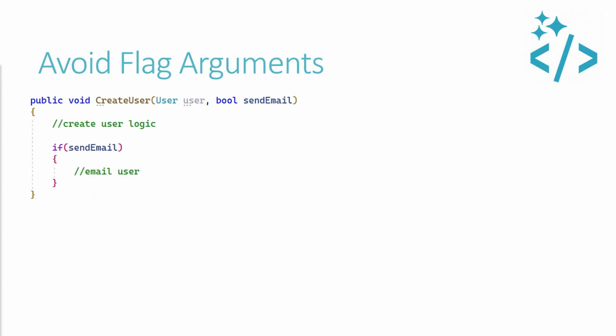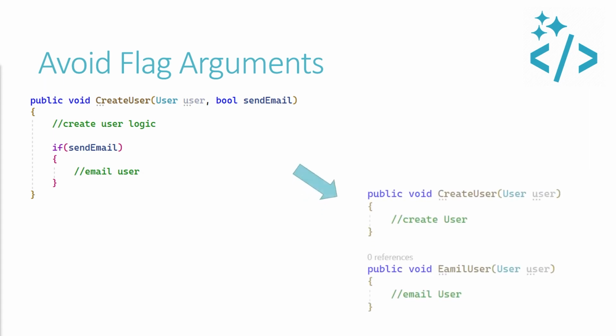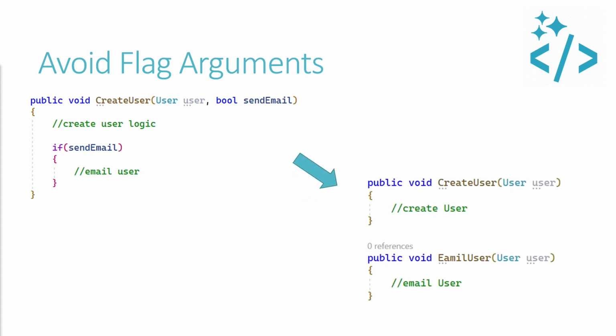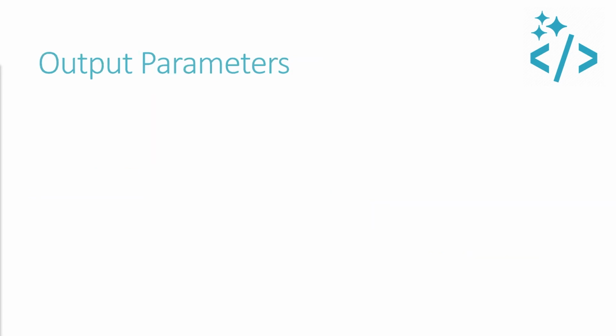Here we see an example. So for example, we create a user here, and we get this send email Boolean flag. So it's not so clear what it does. It creates a user or sends an email. So better to have two methods, one which is responsible for creating a user, one only for emailing users.